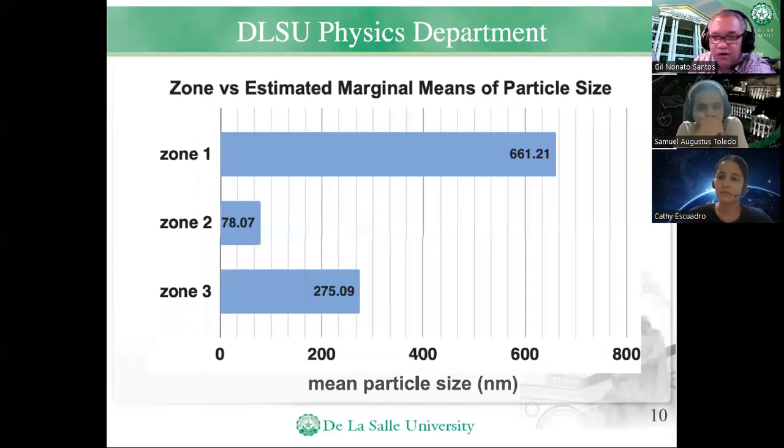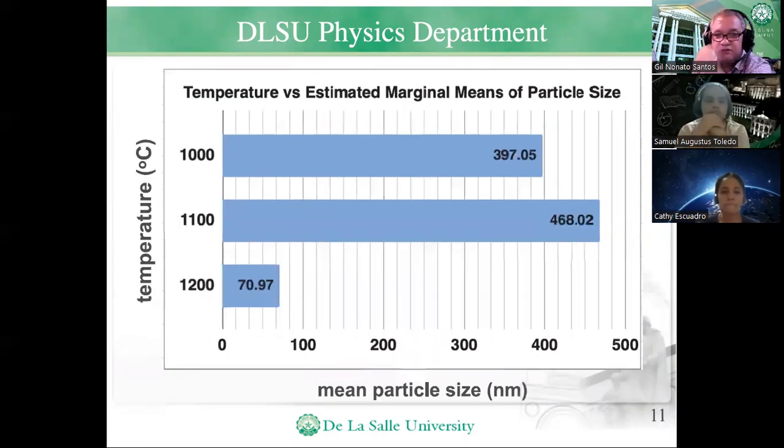So also for the different zones, because we divided it into zone 1, zone 2, and zone 3. So most of the ultrafine particles are actually located in zone 2. And then bigger particles are in zone 1, and zone 3 is at 275.0. Also, the higher the temperature, the smaller the ultrafine particles you can produce. Okay, when you reduce it to 1,200, you will get bigger particle sizes.